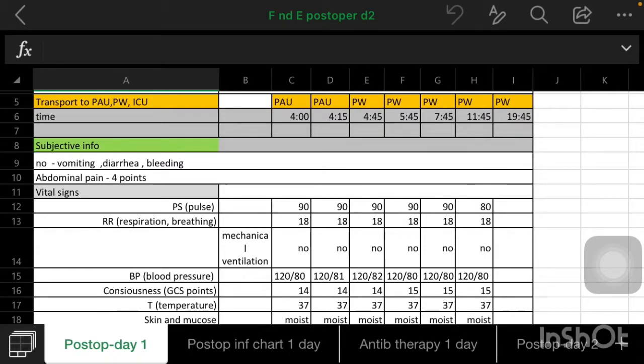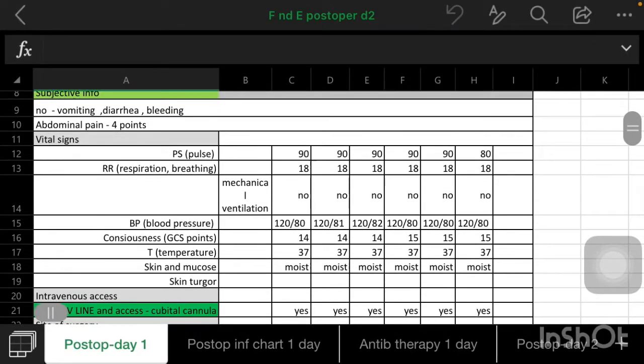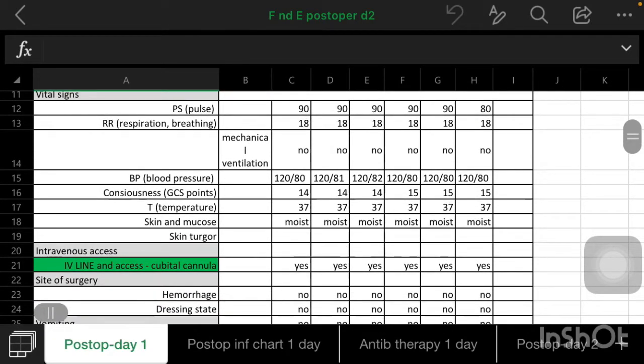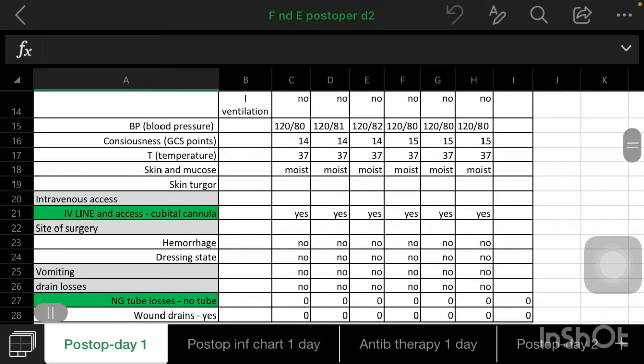Abdominal pain complaint was 4 points. And then we took the vital signs. Pulse is normal, respiration, breathing is normal, which is 18. Mechanical ventilation was not required. Blood pressure is normal, 120 by 80, and for consciousness, the GCS point is 14 at the time the patient came out of the operation, as she was unconscious. And then we see the rise, 15 points. The temperature is normal, 37 degrees. Skin and mucosa are moist.